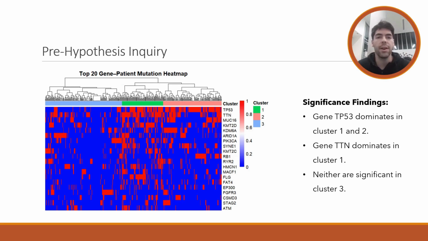Before forming our next hypotheses, we clustered patients based on their mutation profiles. By focusing on the top 20 most frequently mutated genes, we reduced noise and highlighted meaningful patterns. In the heat map, we can see that TP53 mutations dominate clusters 1 and 2, while TTN is mainly enriched in cluster 1. In contrast, cluster 3 shows very few mutations in these genes, indicating a genetically distinct subgroup.